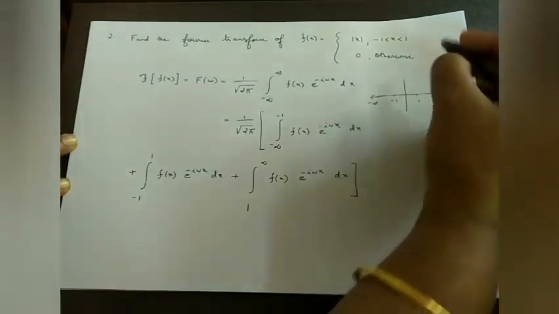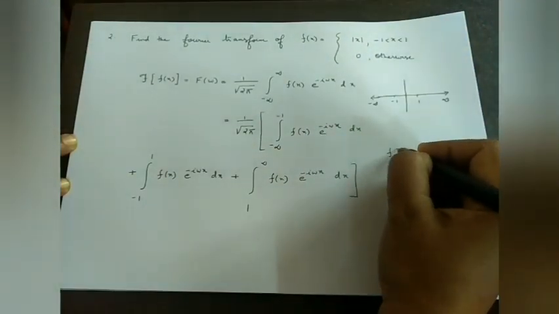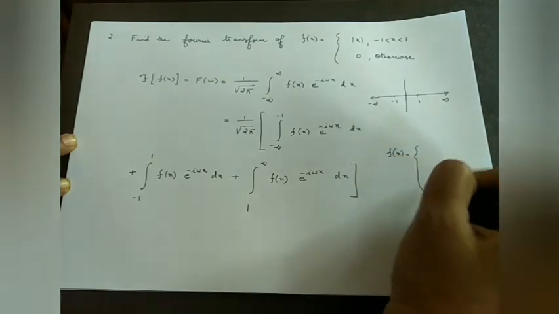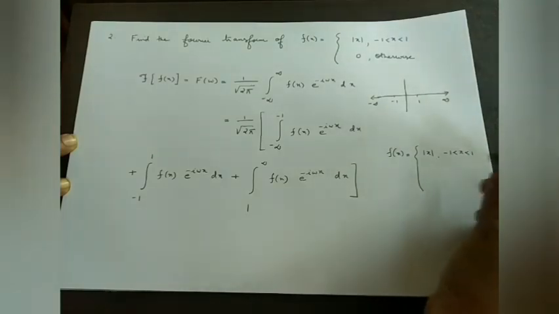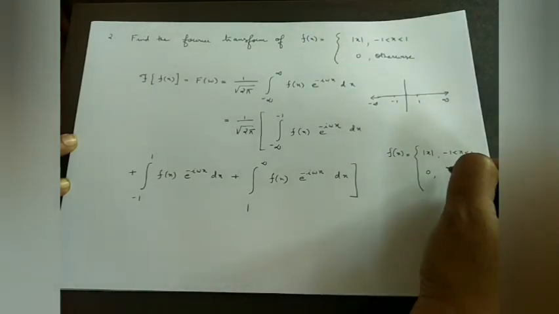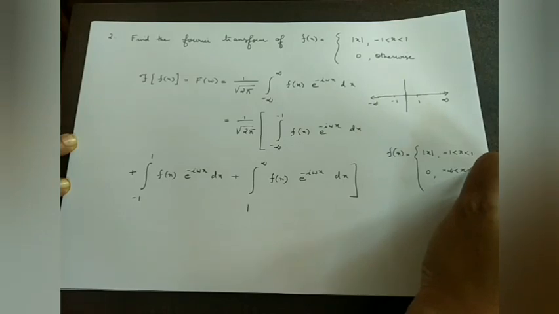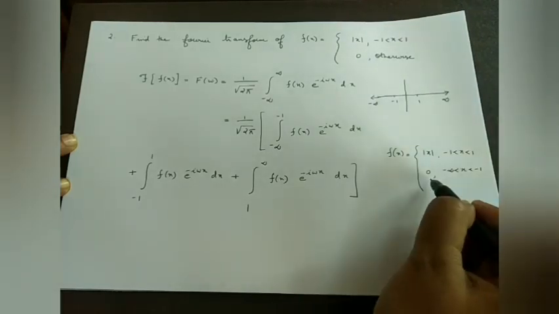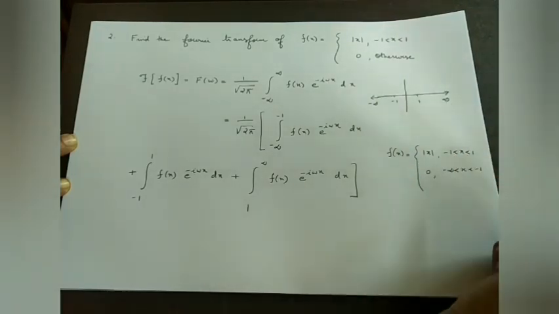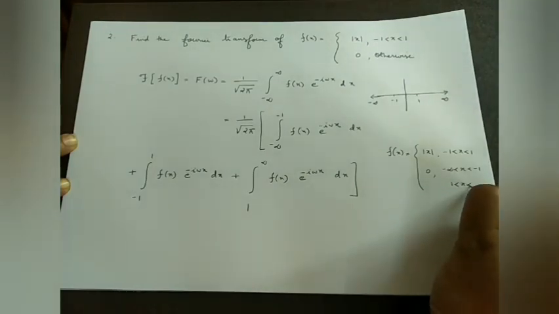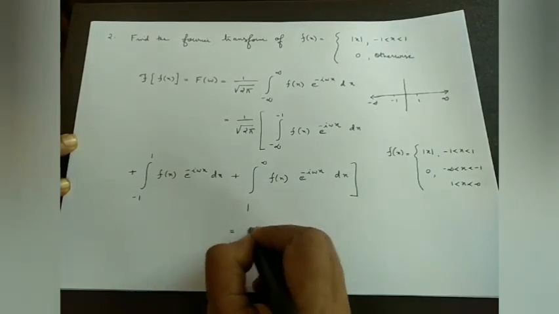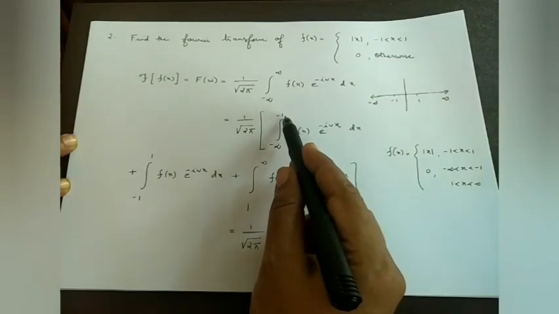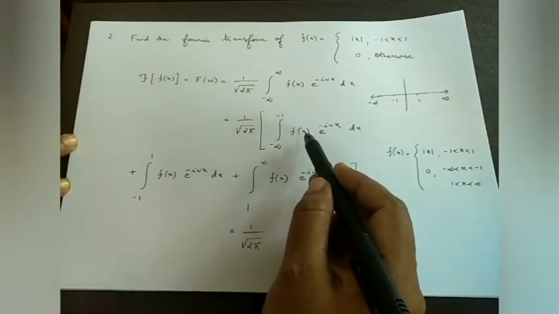Zero otherwise means we can write f of x is equal to mod x for minus 1 less than x less than 1. Zero otherwise means minus infinity less than x less than minus 1, the value of the function is 0. And from 1 to infinity, it means 1 less than x less than infinity, the value of the function is 0. And which is equal to, here we have 1 by root 2 pi, from minus infinity to minus 1, the value of the function is 0. So I am not writing it.